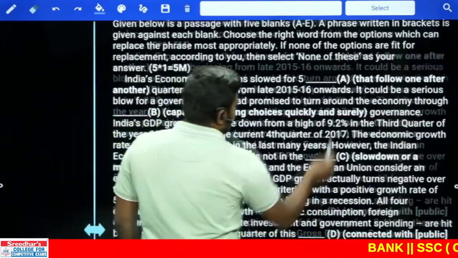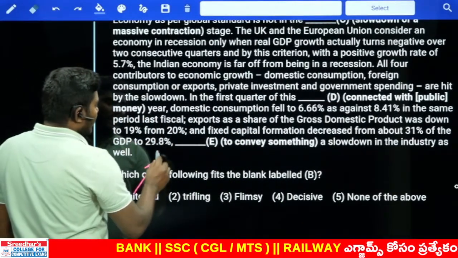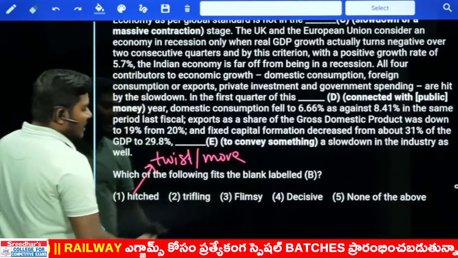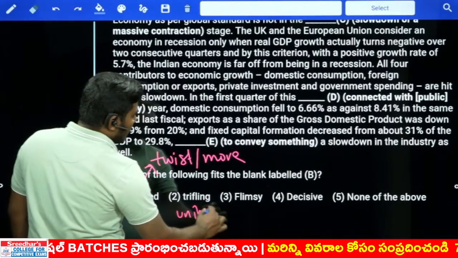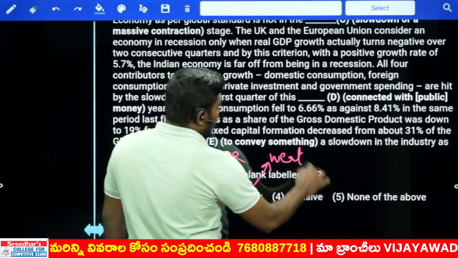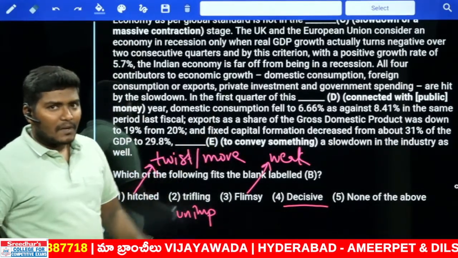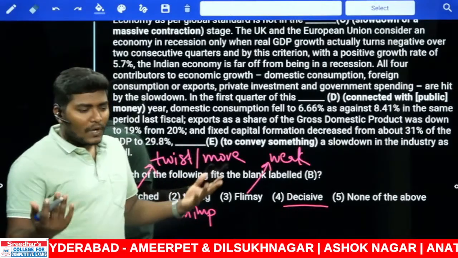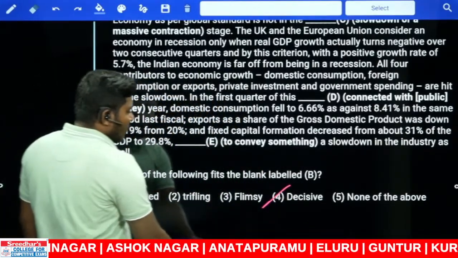Okay, now look at the options. Look at the first word. What is the first word? Hitched. Hitched basically gives the meaning of something which is to twist or move. Okay, next, trifling. Trifle, I think you have seen this word before. Trifle, something that is unimportant. Flimsy, which is very weak. Next word, decisive. Decisive government, something which is strong and takes the decision on time. Now in context, we are seeing about governance that is very strong, that takes decisions quickly and firmly. Now what is the best option that we can use? That answer comes with the fourth one. Very simple. Next, moving to 140.